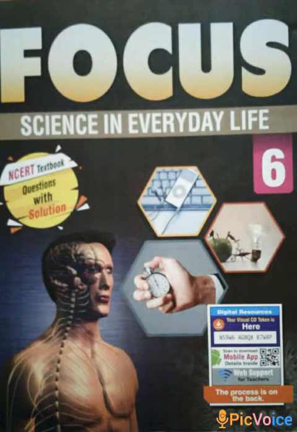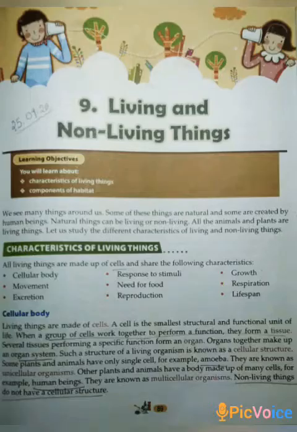Today we will learn about chapter 9. So children, open your book, page number 89. Chapter 9, Living and Non-Living Things. Children, from this chapter we will learn about characteristics of living things and components of habitat.